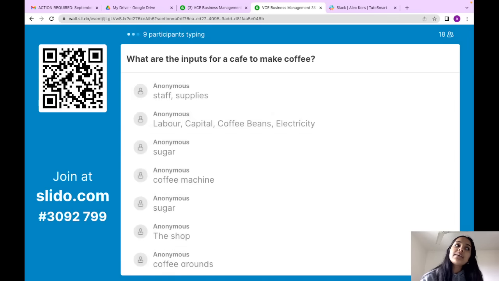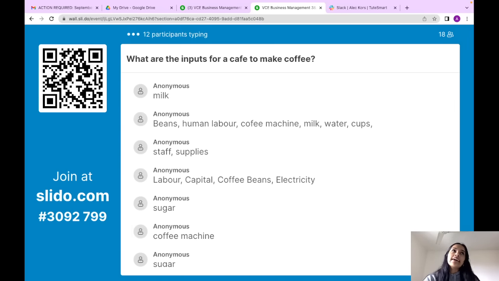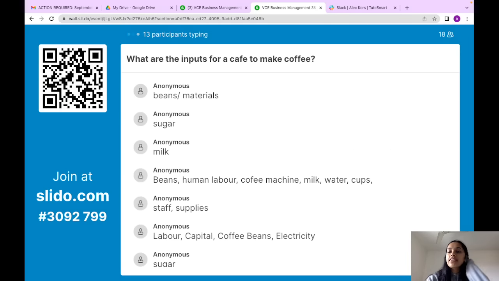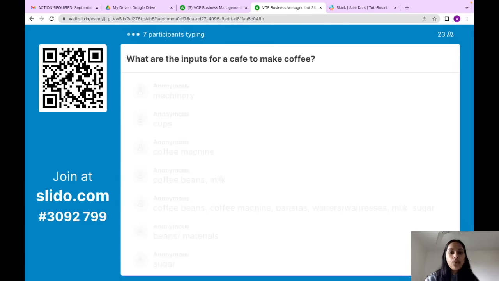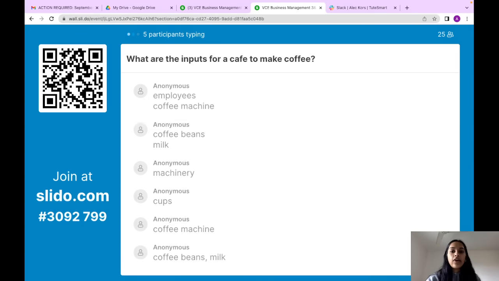When you're thinking about inputs, don't think it just involves ingredients. Try to think about other aspects. Inputs is literally everything that's needed in order for the cafe to make coffee.